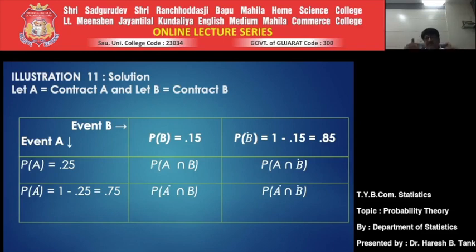Inner part again, the first case is the junction of A and B. So it would be probability of A intersection B. The junction of A and B complement becomes probability of A intersection B complement. The junction of A complement and B becomes probability of A complement intersection B. And the fourth one would be the junction of A complement and B complement, which means it is probability of A complement intersection B complement. Right? Now let us try to get values.